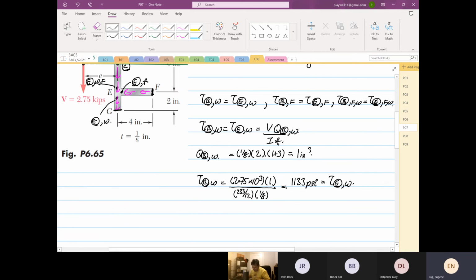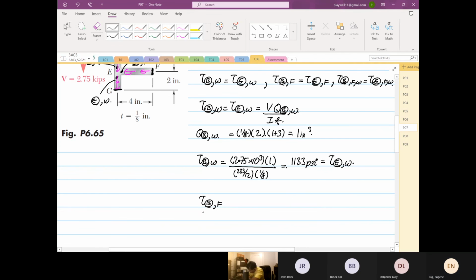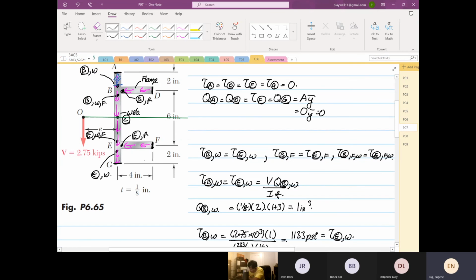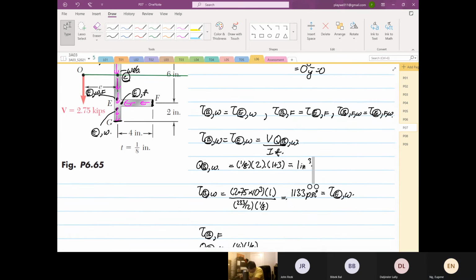And then next we're going to find the shear, right? The shear at point B in the flange section. Okay, so Q at point B in the flange section, just the flange. So the width is 4. The thickness is 1/8, right? So this is 4 1/8 times the distance of 3, right? Because 6 divided by 2 is 3. Okay. So this is 3.